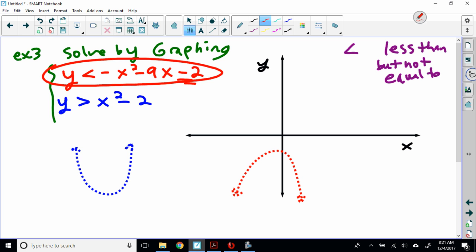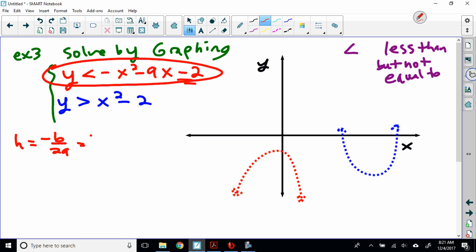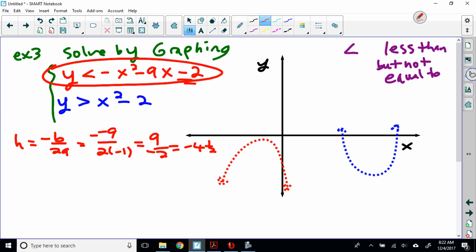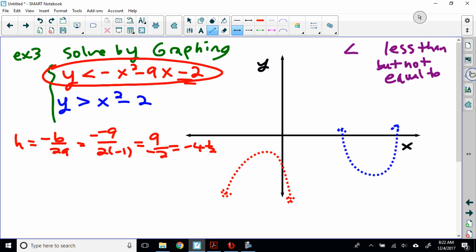So I probably ought to find its vertex. And its vertex can be found by taking h is negative b over 2a. So that's minus 9 over 2 times negative 1. So that's 9 over negative 2. So that's negative 4.5. So negative 4.5 is kind of where its axis of symmetry is, I guess, if you want to think of it that way.